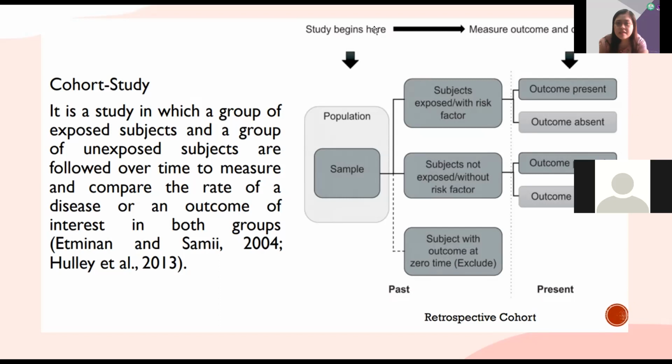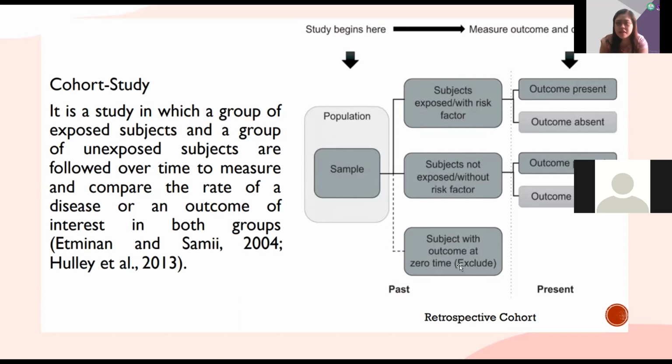Study begins here. You have the sample and then i-measure nato ang outcome. So tanawa nato ang past nila kay retrospective cohort man. So balik ka sa past and then identify nato ang mga subjects nga na-expose on a certain risk factor and then one group sila and then you have another group na wala na-expose on a certain factor.